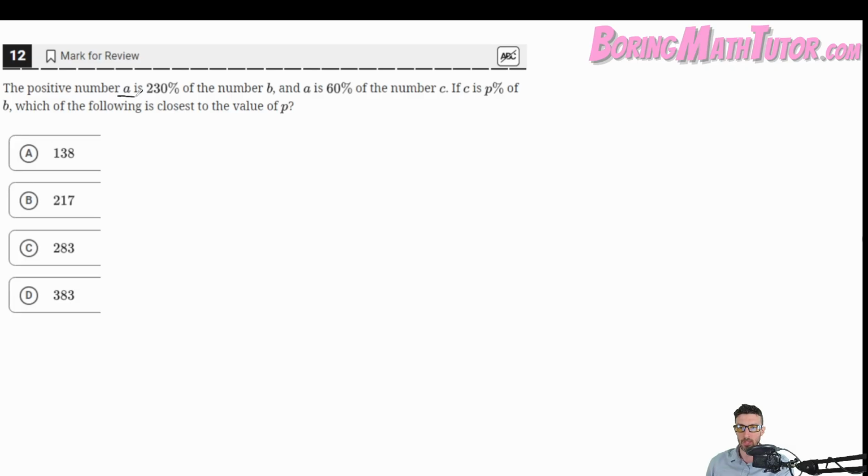All right, we got to know how to write all of these as equations. They said that A is equal to 230% of B. So that's the same thing as saying 2.3B. And they also said that A is equal to 0.6C. And then they're saying C is equal to P% of B. Okay, and then what are they asking us for? They're asking us for the value of P.